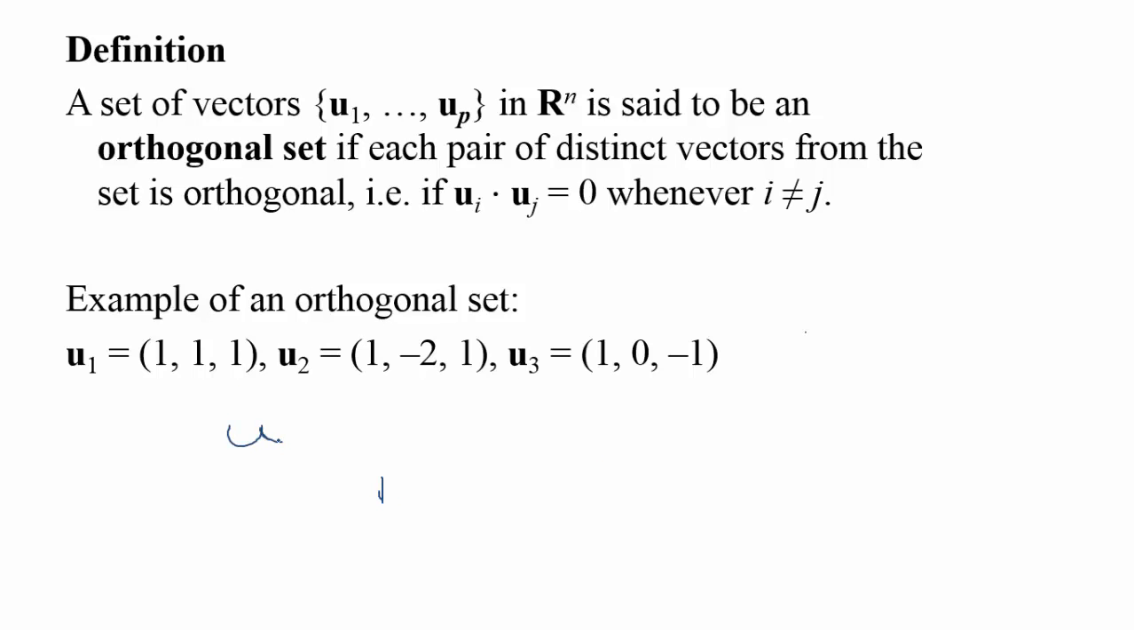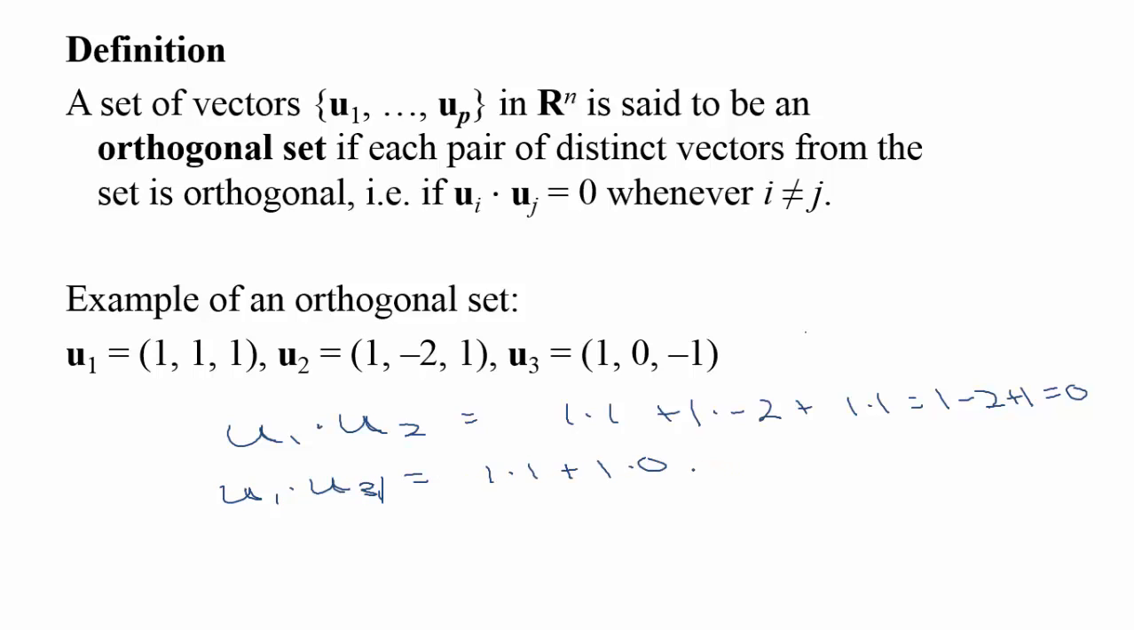So if we take u1 and we dot it with u2, we would get 1 times 1 plus 1 times negative 2 plus 1 times 1, which would be 1 minus 2 plus 1, which is 0. Or if we dot u1 with u3, we would get 1 times 1 plus 1 times 0 plus 1 times negative 1. So we would get 1 plus 0 plus negative 1, which is 0. So u1 is orthogonal to both u2 and u3.